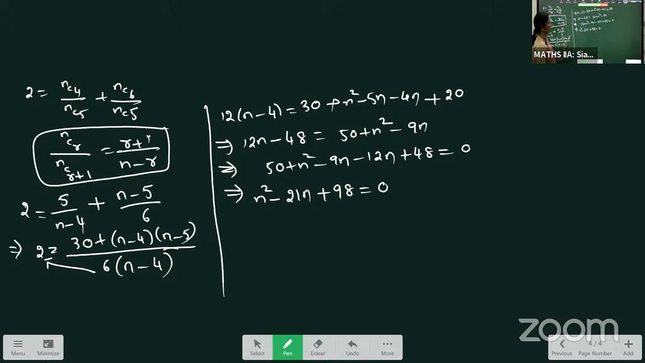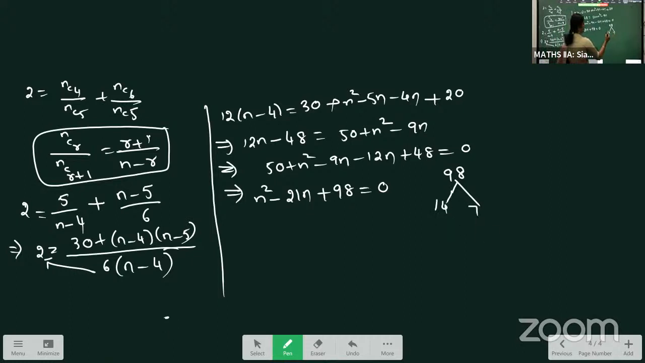It is a quadratic equation. We have to find the factors for that. So we want factors of 98. There are many factors for 98, but the ones you take must sum to 21. For that, 49 and 7.